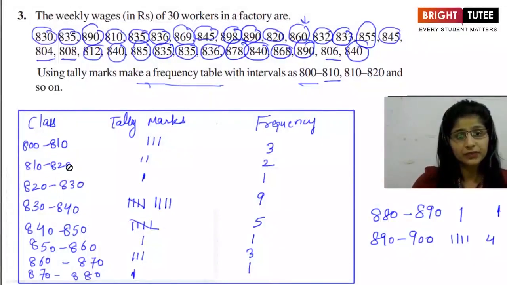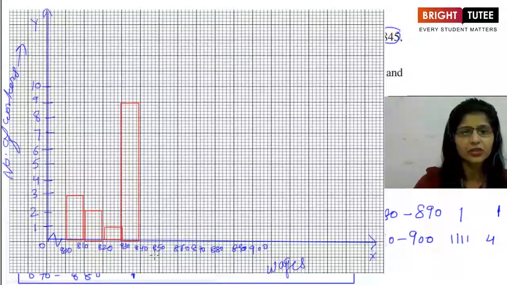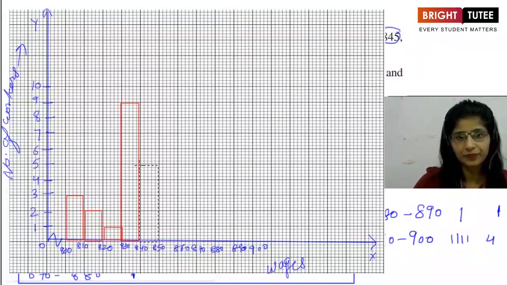This one we have done for 800 to 810, 810 to 20. 20 to 30 we have marked 1. 30 to 40 we have marked 9. 40 to 50 we have 5. So 40 to 50 will be marking at 5. We'll make a bar like this.